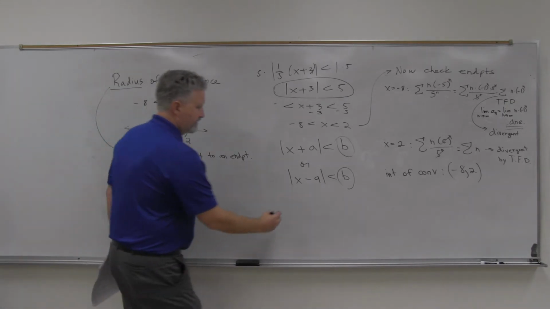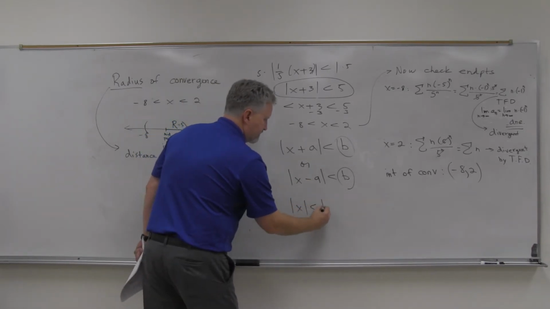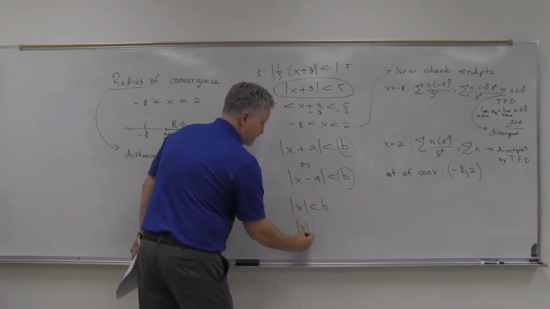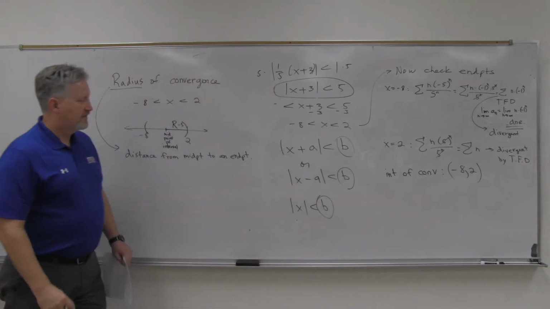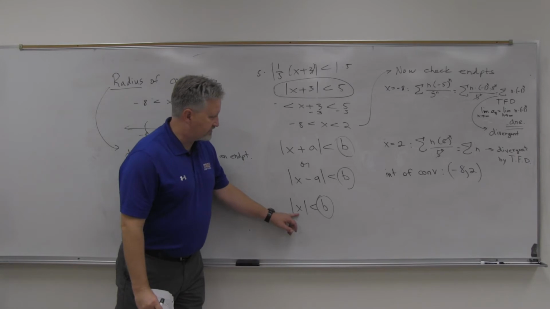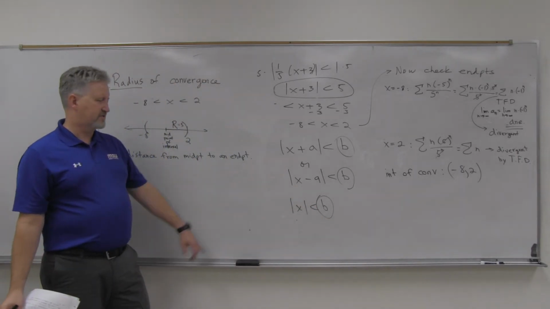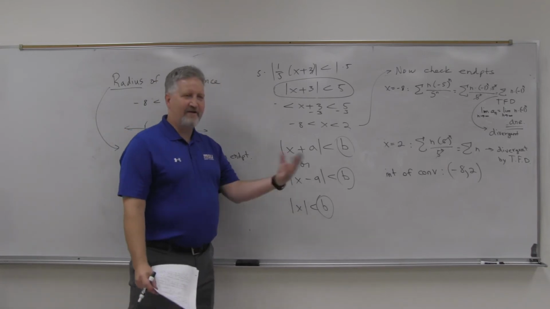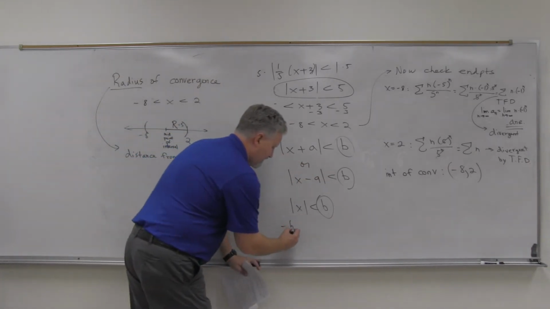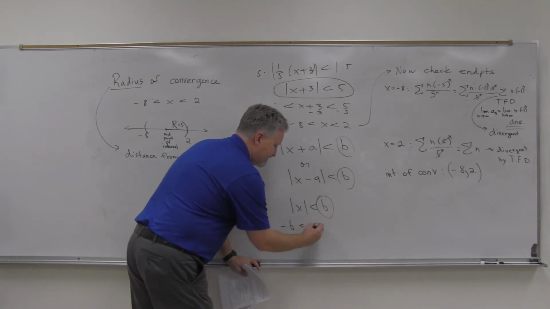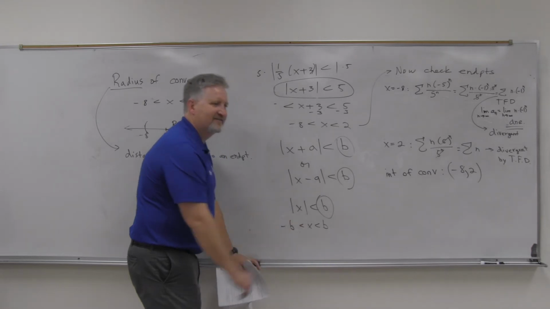The other alternative is just the absolute value if you don't have the shift. If you get it to the absolute value of x is less than a number, that's also your radius of convergence. It's a little easier because it's not shifted. You're just going between negative b and positive b, and that's obviously going to be your radius of convergence.